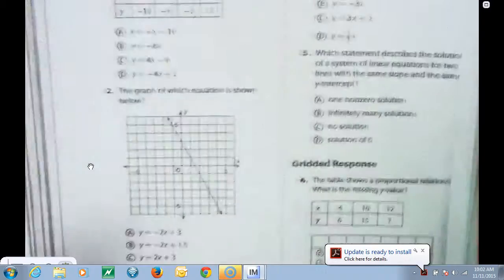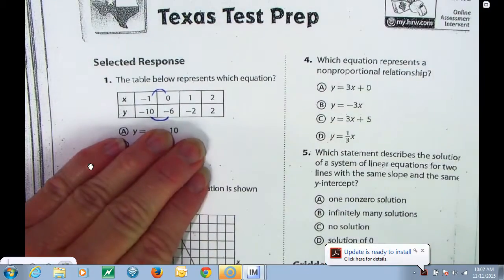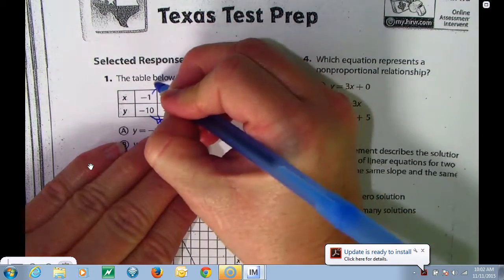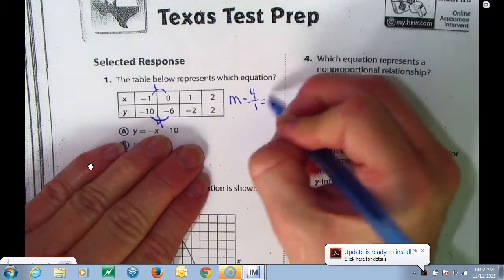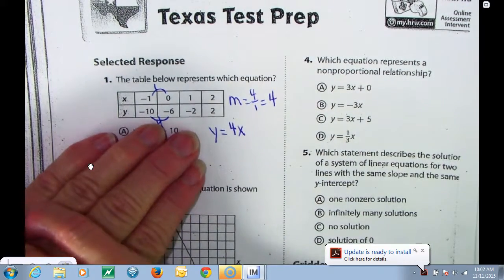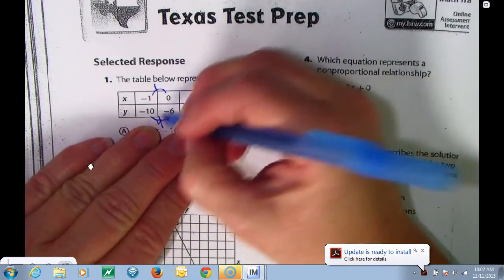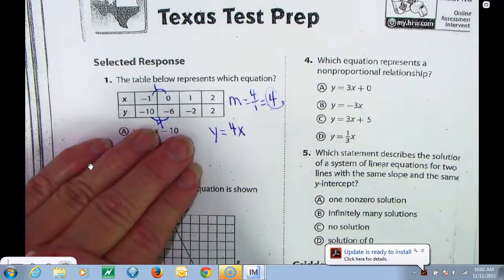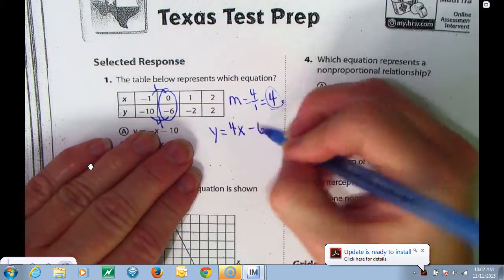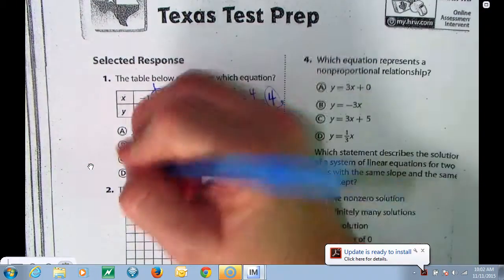Okay, page 124, the back side. Number 1. Okay, here's what I'm going to do. That goes up what? No, 4, and that goes up 1. So the slope is 4 over 1, which is 4. So y equals 4x. Have I looked at my answers yet? Nope. I mean, I looked at them to see, oh, they want the equation. I went and got my rate of change, my slope. And then, oh, I'm lucky. Look at the table. There's my y-intercept right there. Well, that was nice. 4x minus 6, C.